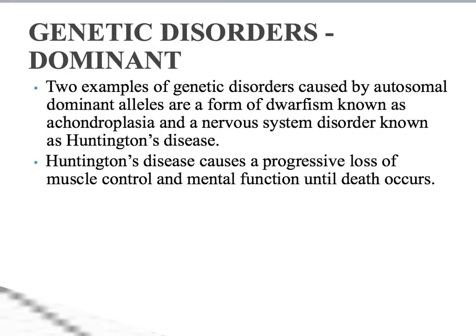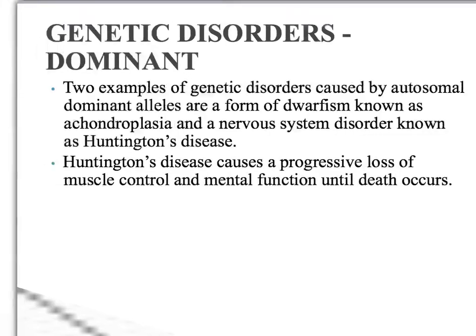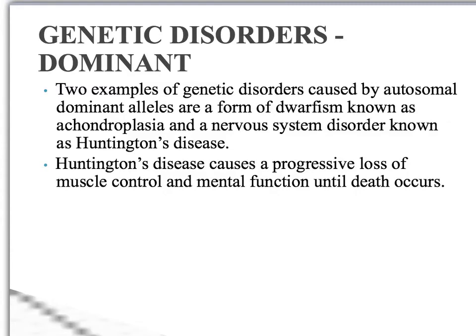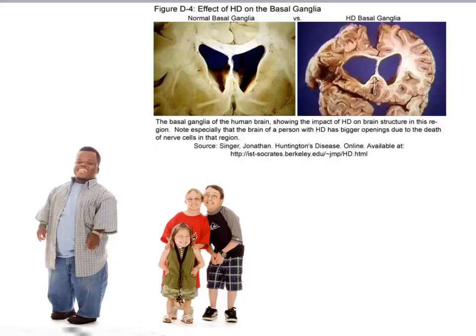Genetic disorders, dominant: autosomal dominant dwarfism. So people who have achondroplasia or are a dwarf, or Huntington's disease. Huntington's disease will lead to death. Now the crazy thing about Huntington's is most people don't know they have Huntington's until they're pretty late in life, 50s and 60s maybe, sometimes 40s, and then they have a progressive loss of muscle control and mental function. Even though it is a genetic disease, it doesn't show up until later.